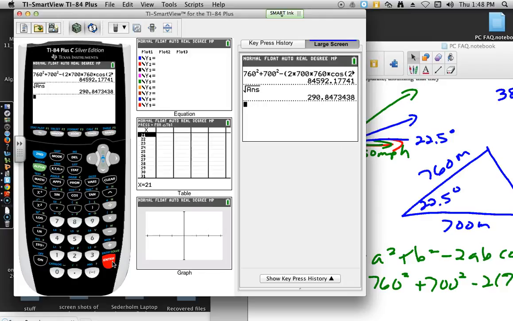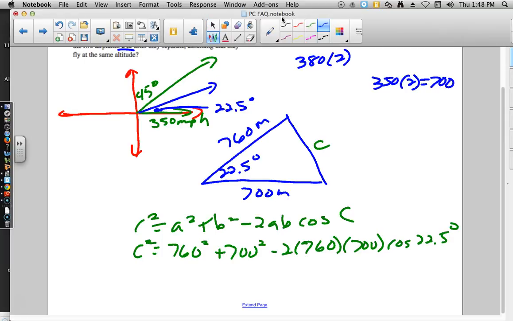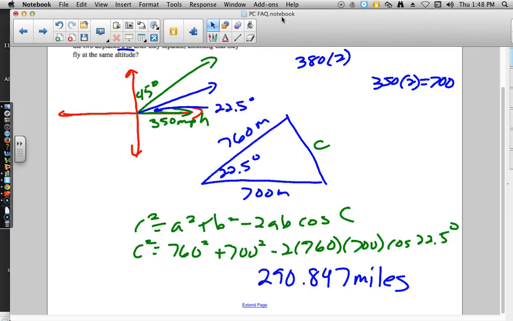And that is 290.847 miles. So it is 290.847 miles away from the other airplane at the end there.